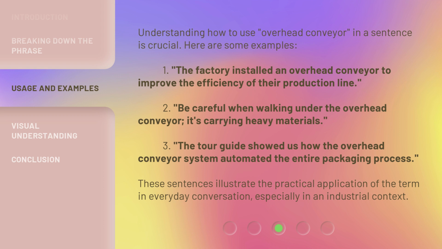Understanding how to use overhead conveyor in a sentence is crucial. Here are some examples. 1. The factory installed an overhead conveyor to improve the efficiency of their production line. 2. Be careful when walking under the overhead conveyor. It's carrying heavy materials. 3. The tour guide showed us how the overhead conveyor system automated the entire packaging process. These sentences illustrate the practical application of the term in everyday conversation, especially in an industrial context.